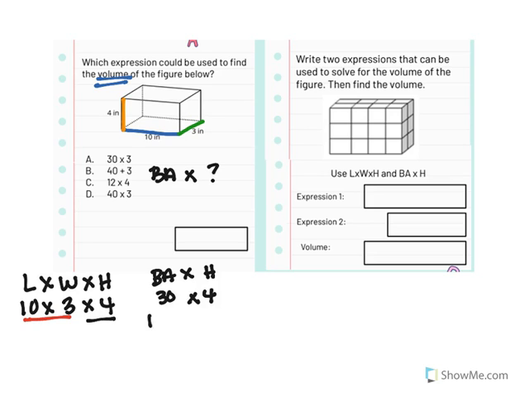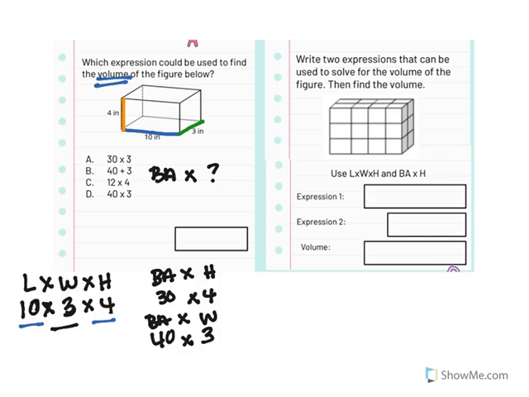So let's try base area times width. If I have base area times width, that means we're multiplying by 3, the third dimension, and we are then multiplying 10 times 4 to get the base area. 10 times 4 is 40, so we have 40 times 3.